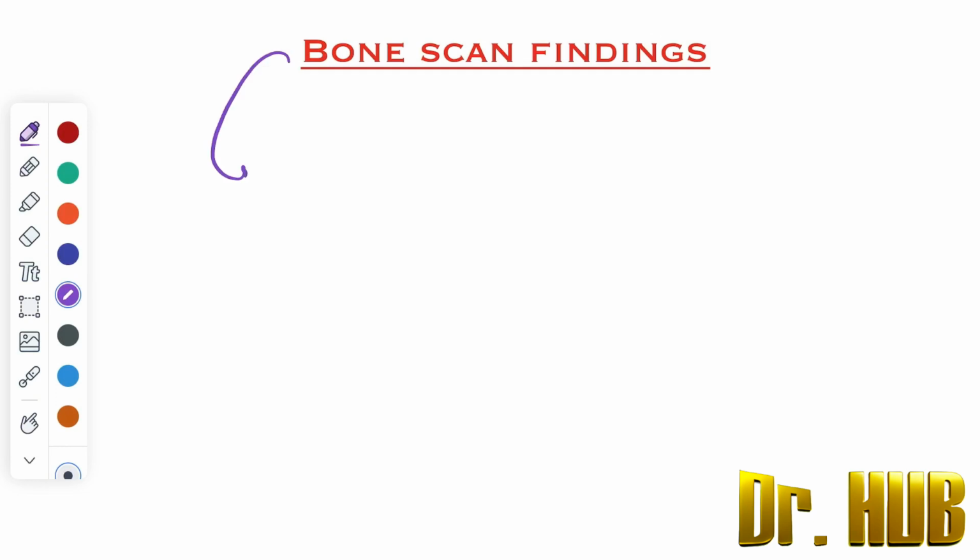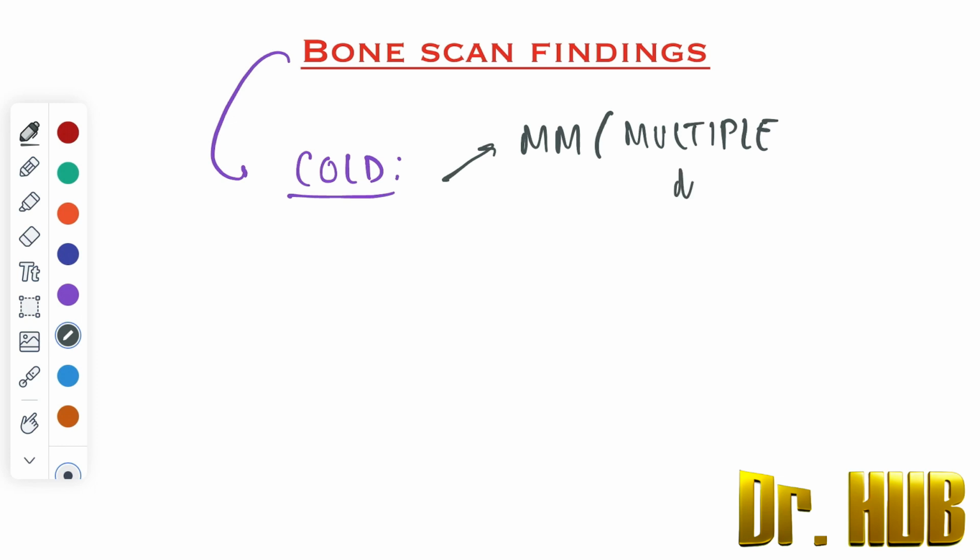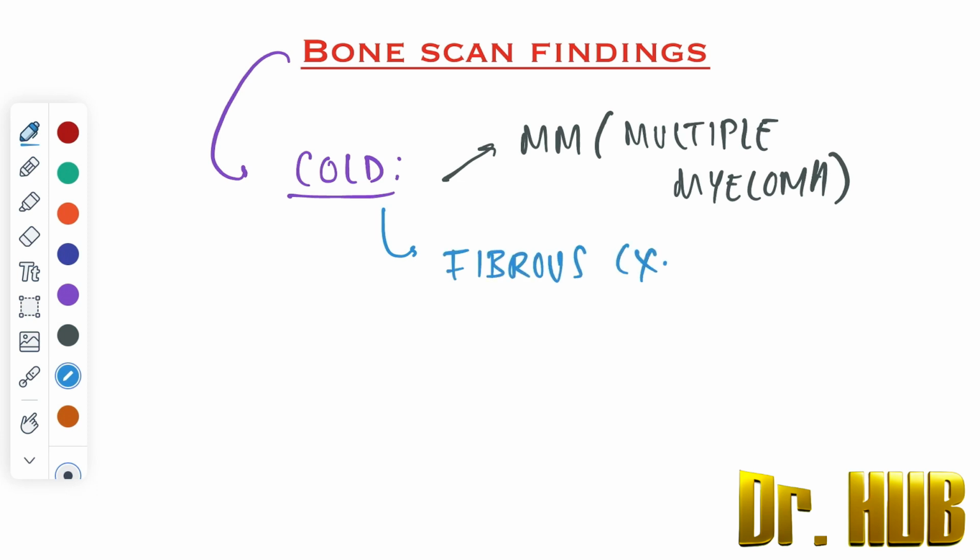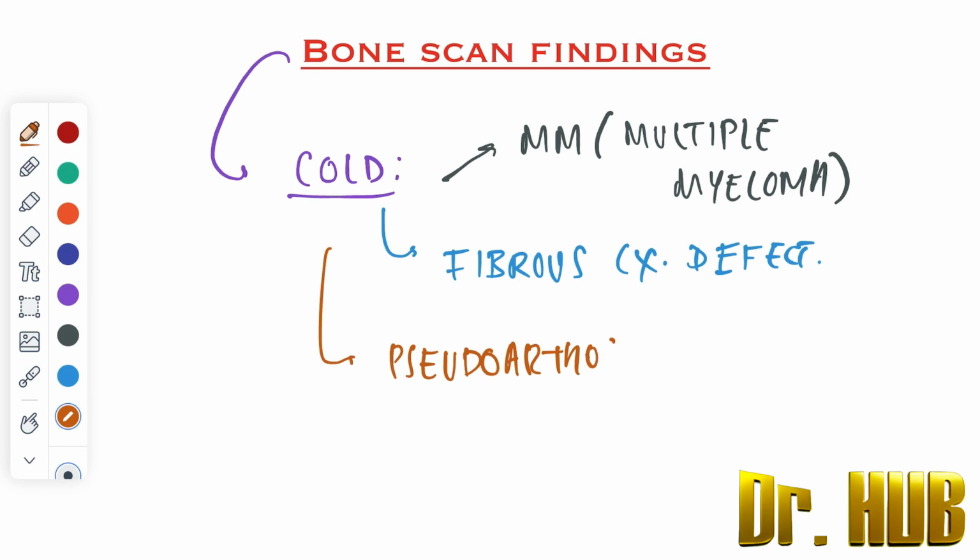So under the bone scan, there are hot spots and cold spots. Now first let's look at the cold spots. The cold spots include multiple myeloma. Next, we look at the fibrous cortical defect. Then comes the pseudoarthrosis.